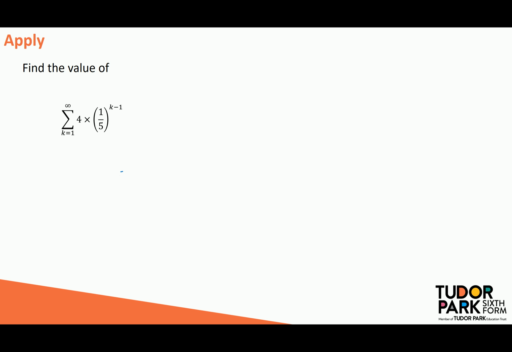I can find values for these things, so here I'm looking to add up the numbers between 1 and infinity of this, which is just a shorthand geometric series, and if we can't see that, we would always want to write out the first few terms to get the hang of what's going on. So the first term's 4, then the second term is going to be 4 times a fifth, and then the next term is going to be 4 times a fifth squared, and so on. So we can see that a is equal to 4, and the common ratio is 1/5.